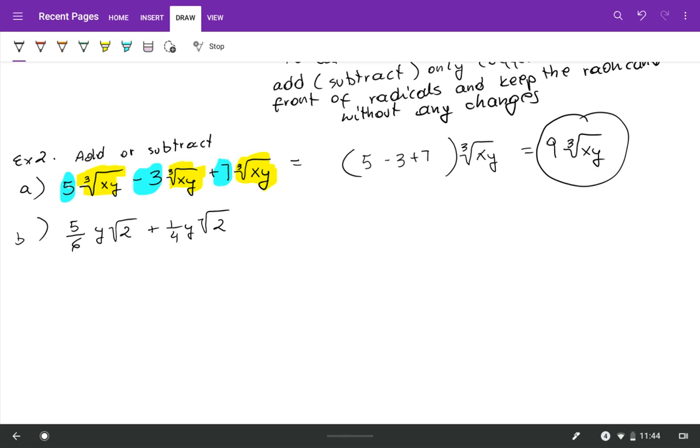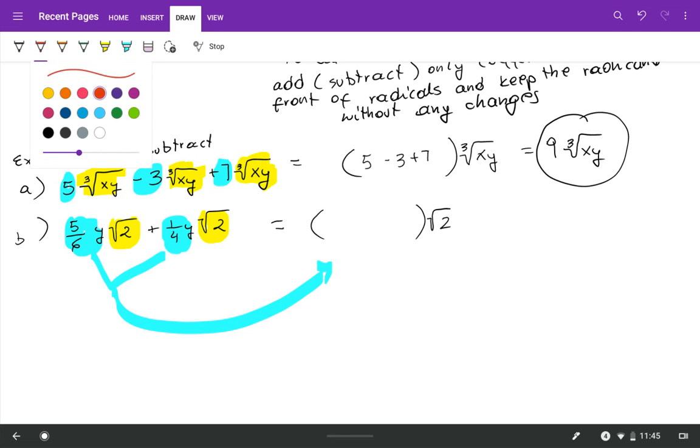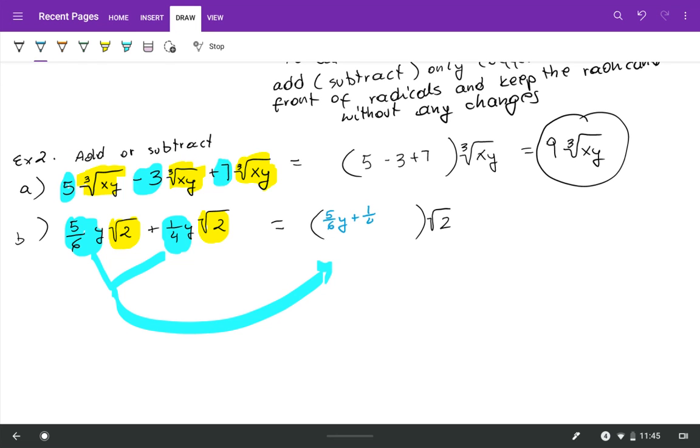Okay, so the same thing, we have like radicals, square root of 2 and square root of 2. So let's add them using the distribution property. Outside of the parenthesis, you put that square root of 2, and inside of the parenthesis, we put the coefficients in front of the radicals. So that goes inside right here. So that will be 5 over 6 y plus 1 over 4y.